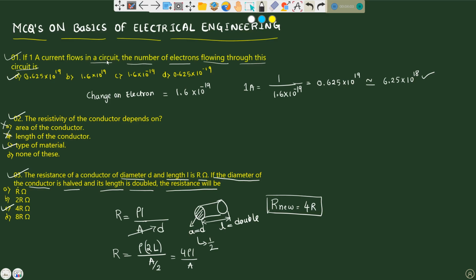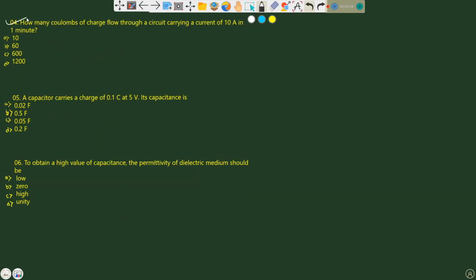So let's see the next question. Here they have given: how many coulombs of charge flow through a circuit carrying a current of 10 amps in 1 minute? So once again pause the video and try to solve it by yourself. Let me solve this. We know that Q equals I into T, where I is current in amperes and T is time in seconds. Here they have given minutes, so we need to convert that into seconds. So 1 minute equals 60 seconds.